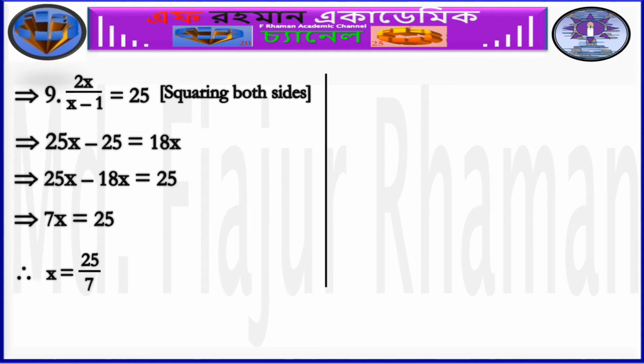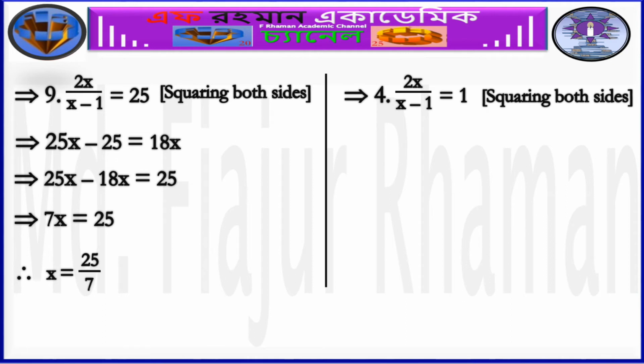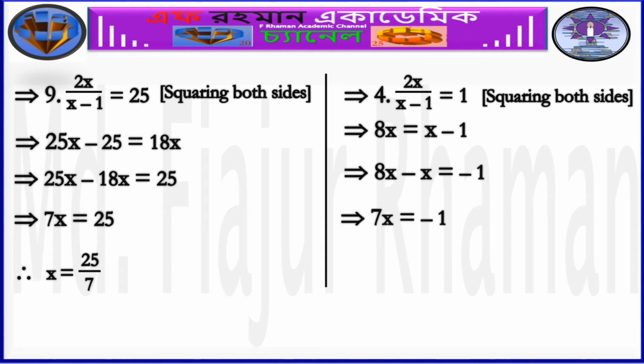On the other hand, this implies that 4 into 2x by x minus 1 is equal to 1. This implies that 8x is equal to x minus 1 by cross multiplication. This implies that 8x minus x is equal to minus 1, which implies that 7x is equal to minus 1. Therefore, x is equal to minus 1 by 7. These values should be verified with the original equation.